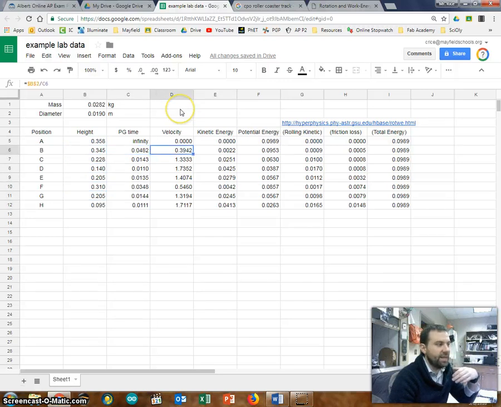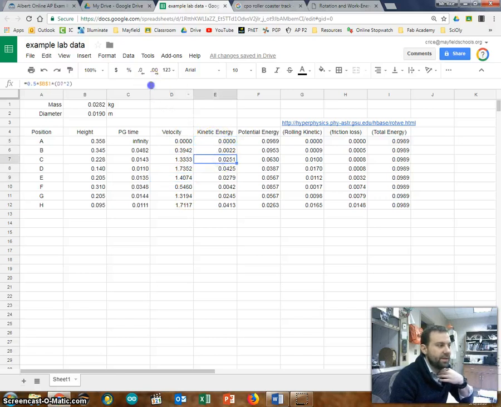But then things like velocity I calculated. This one had this expression, which took the number up here, and the dollar signs mean that it's always going to look at that cell, and I divided by the cell to the left. That gives me the velocity. It's just the ball diameter divided by the photogate time. You can do that manually, or you can do it in the spreadsheet, it doesn't matter. And you can see that it does that for every one of these all the way down.